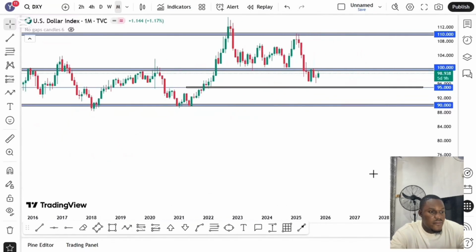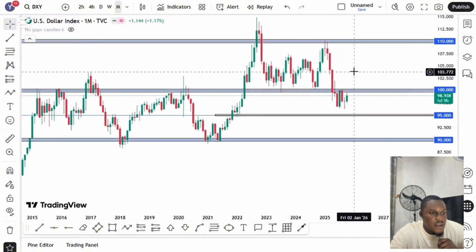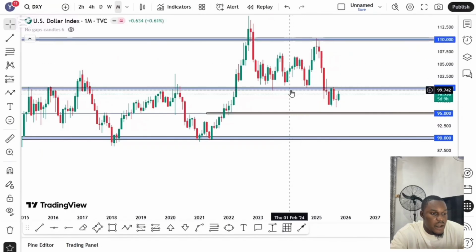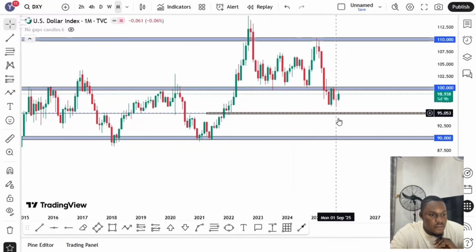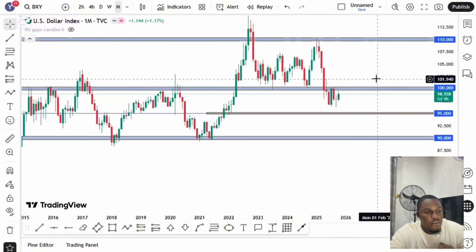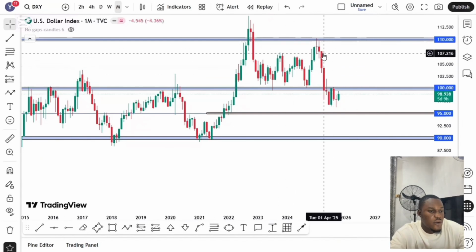As you can see, I have three major key levels on the dollar index. I have the upper key level, the middle key level, and the lower key level. And the market moves from one zone to another, which means if the market breaks any key level, we expect the market to go to the next level, either to the upside or the downside.